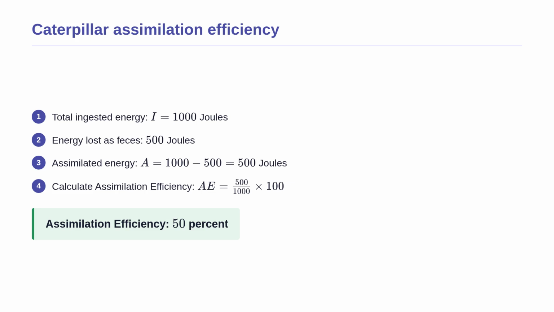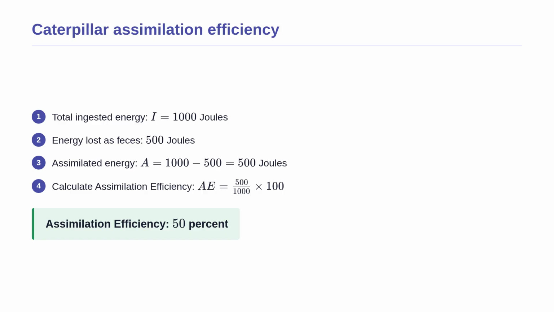Now that we have our first efficiency formula, let us apply it to a specific example involving a single insect. A caterpillar ingests exactly 1,000 joules of leaf material in a day. Because the plant is fibrous, it excretes 500 joules as solid feces. We need to find its assimilation efficiency.